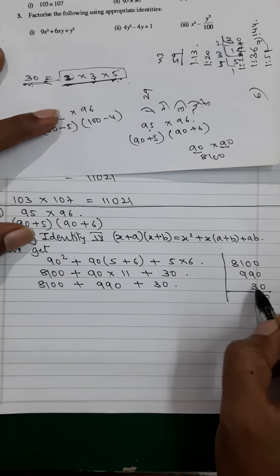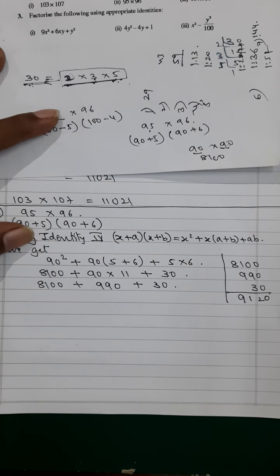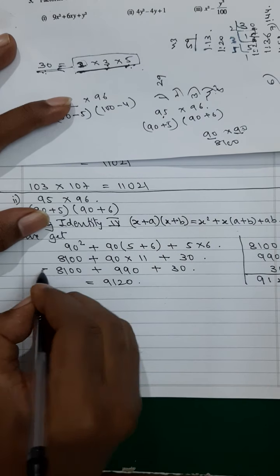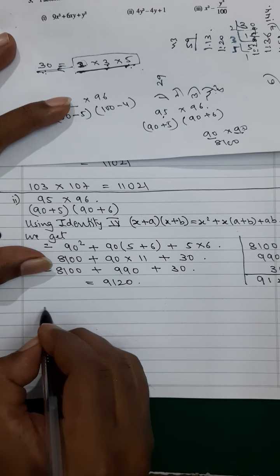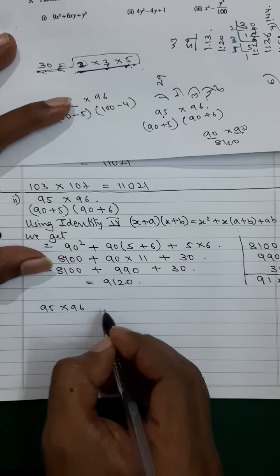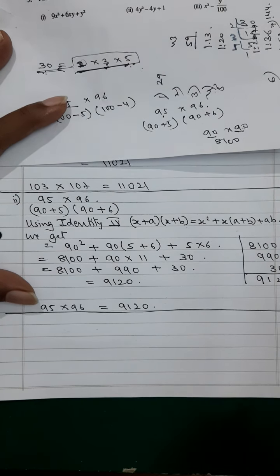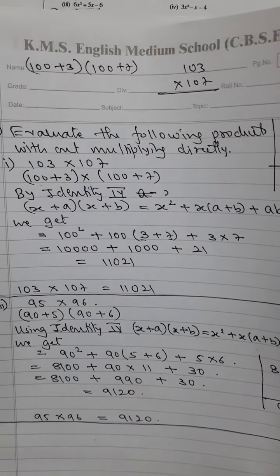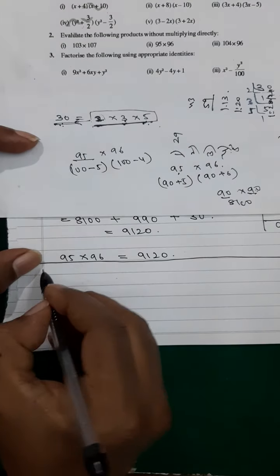This will give me 9120. Okay, this answer will be, so what do I get over here? 95 into 96 is equal to 9120. This will be the answer. Fine. Similarly, I have got the third one. Third one, I think you should give it a try. 104 into 96.